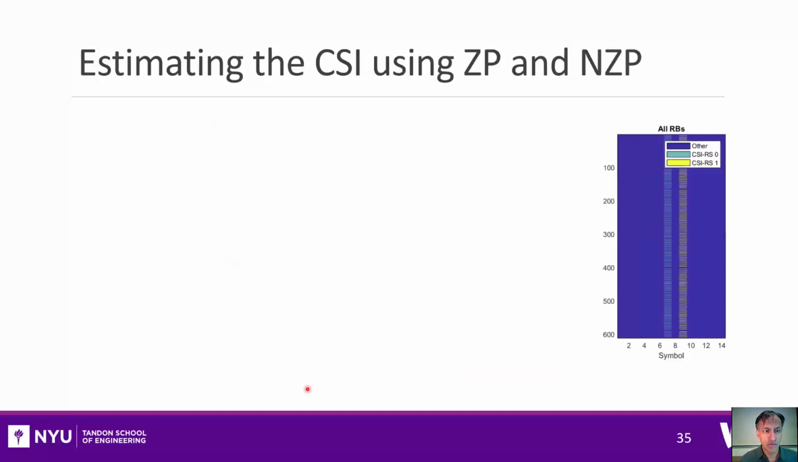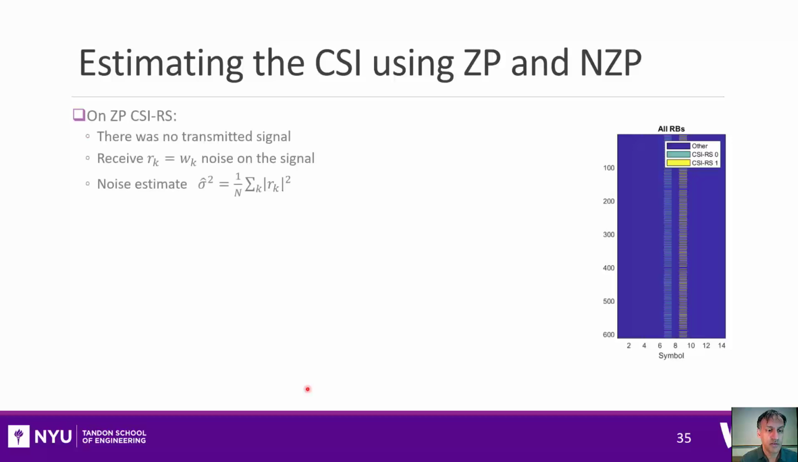All right, how do you use this? Well, it's pretty straightforward. Here's a very simple idea, and I'll give you an even better algorithm in a second, but this is super easy to understand. On the zero power CSI-RS, you're only getting noise. So I could make a noise estimate simply by averaging all the complex resource element values I see. If there are N of them, just take the N values and take the average. Super easy, and that will give you a noise estimate.